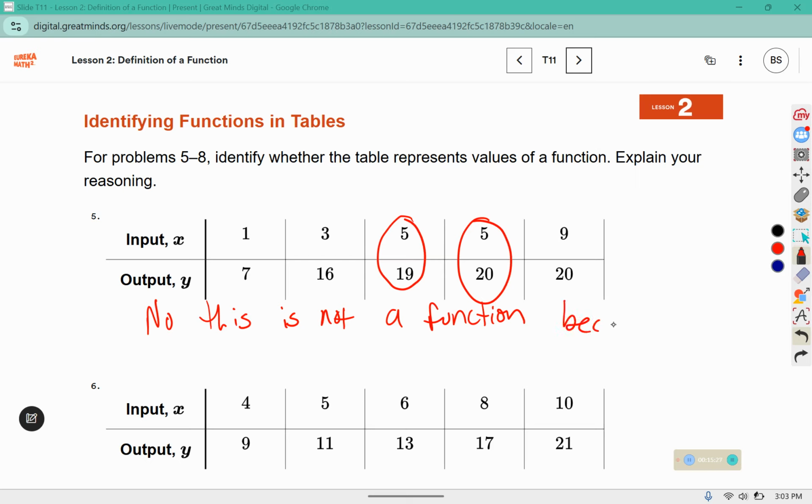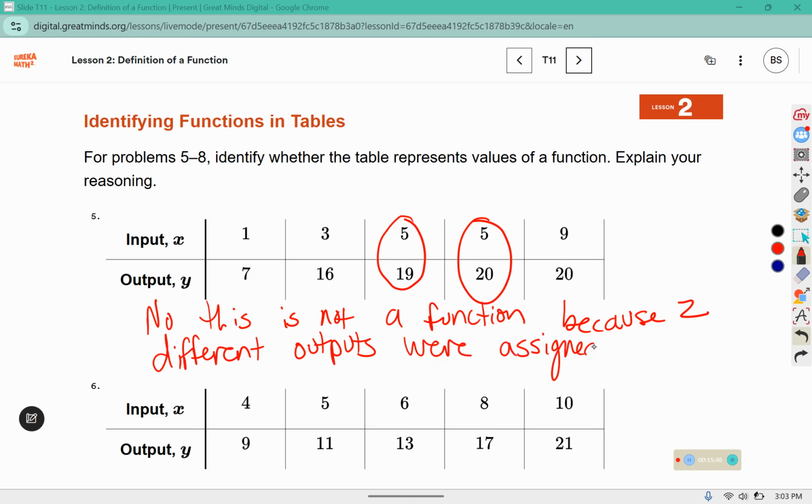Because two different outputs were assigned to the input 5. This one, I don't have any repeating inputs, so yes, this one is a function.